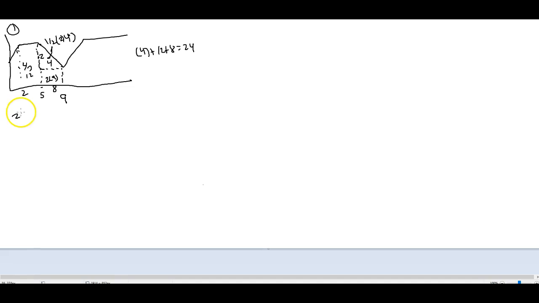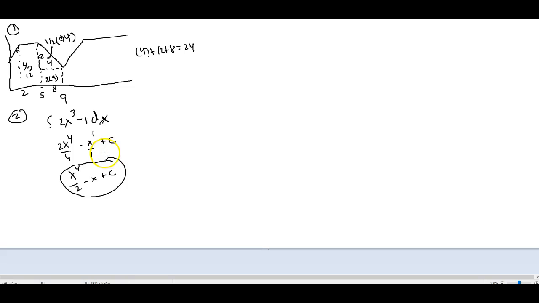Problem number 2, here we go. Problem 2 is the integral of 2x cubed minus 1 dx. Raise its power by 1, divide by the power I get, raise its power by 1, divide by the power I get, plus c, because we must not forget the plus c when there's no numbers I'm looking for. So this becomes x to the 4th over 2 minus x plus c. And that's the answer to number 2.